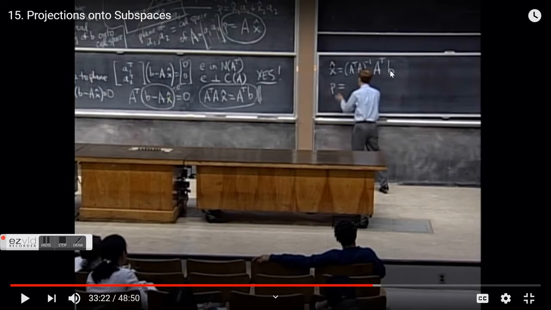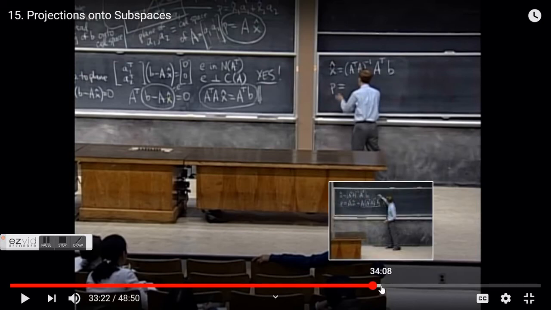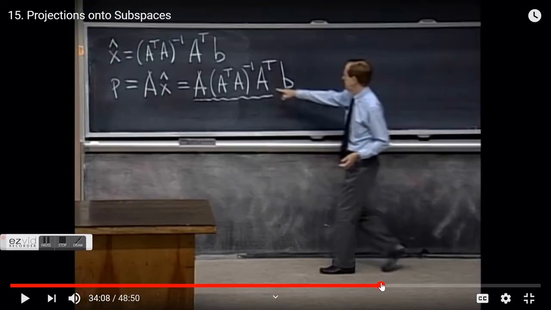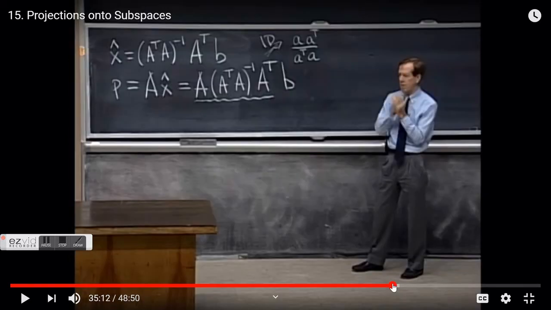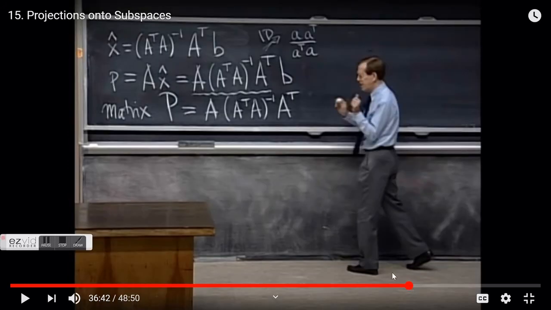Now P, your projection vector, is equal to A x hat, now A times this whole thing. And now let's look into the projection matrix. The projection matrix is capital P. Your projection matrix is this thing: A, then A transpose A whole inverse, A transpose. Keep in mind the order is very important. You cannot move this A to this side, or move this whole inverse to the front. No, you cannot change the order.